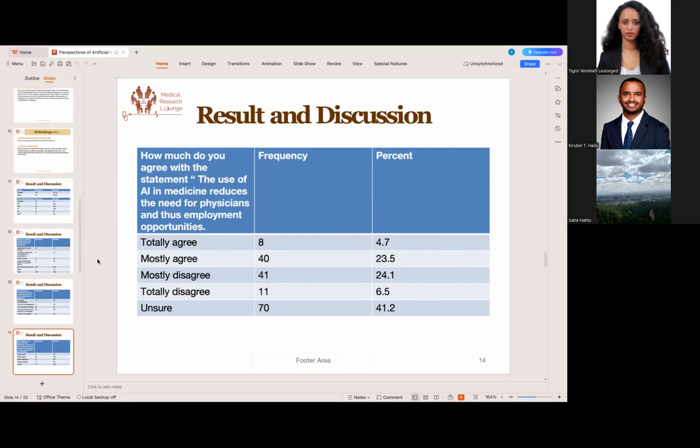And there was a statement, we asked them, how much do you agree with the statement, the use of AI in medicine reduces the need for physicians and thus employment opportunities? Around 40% were unsure about this statement, and only about 30% disagreed with this statement.